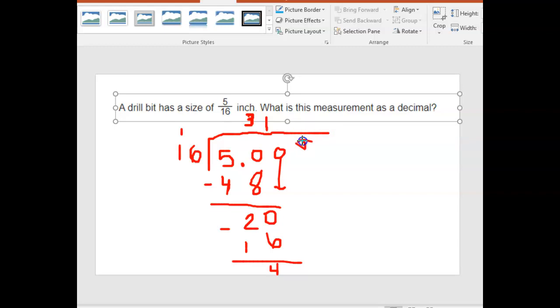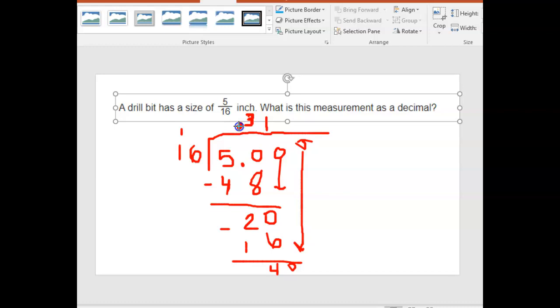I can add another 0 if I want and bring it down, and I can keep going. But what we've got right now is 2 decimal places, and I'm going to move my decimal up. And I know that 5 divided by 16 is 0.31. Okay, it's 0.31.